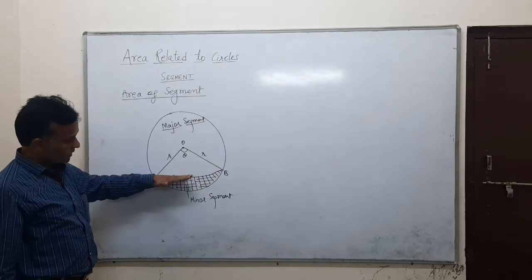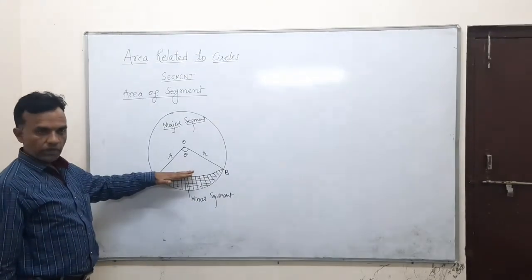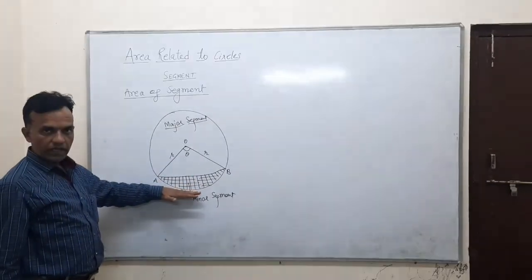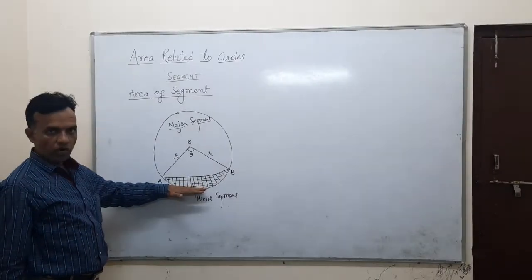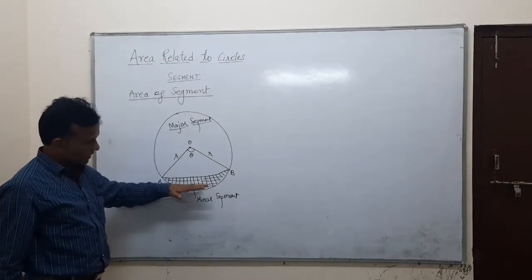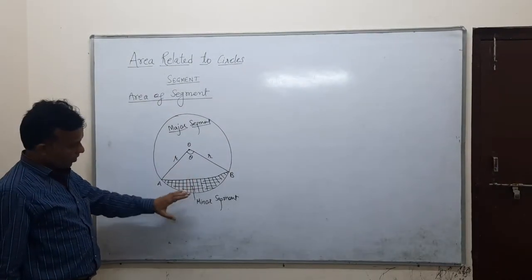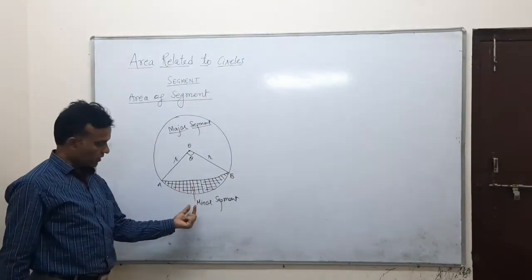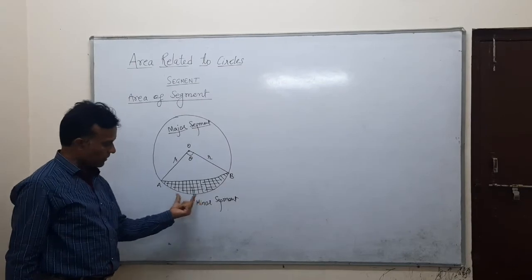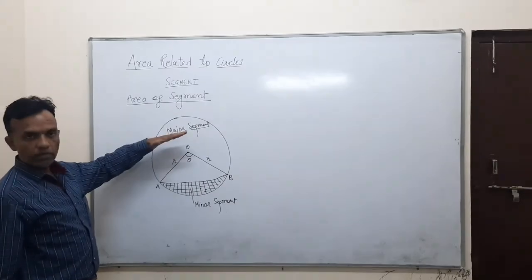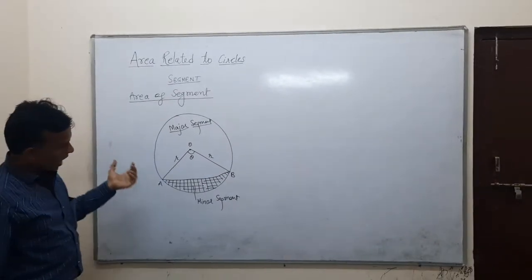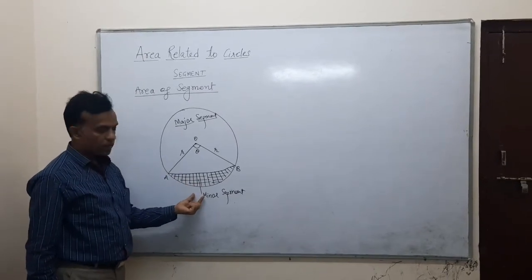A segment means the part below the chord, including the circle's outer line between these two chord endpoints. This length, including this area, is called the segment, the area of the segment. This is the minor part, so here we write minor segment, and the rest of the part is called the major segment. But how do we find the minor segment area?